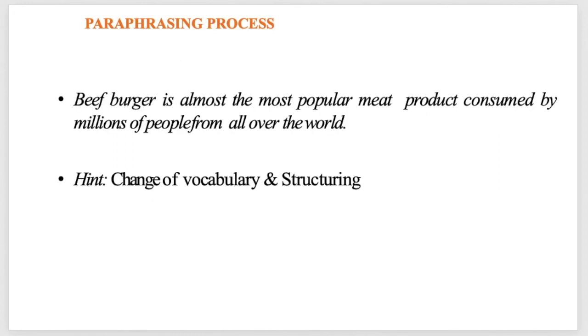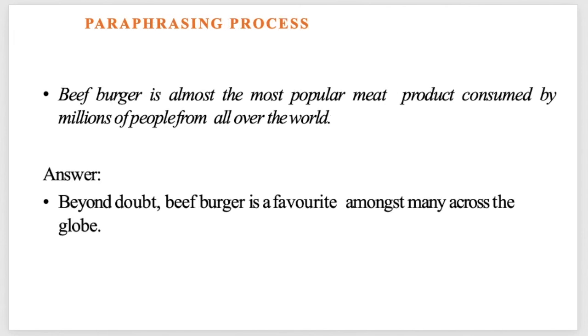Also, this is the second example. Beef burger is almost the most popular meat product consumed by millions of people from all over the world. Also, we change vocabulary to become beyond doubt. Beef burger is a favorite amongst many across the globe. So these are just two examples of the paraphrasing process.